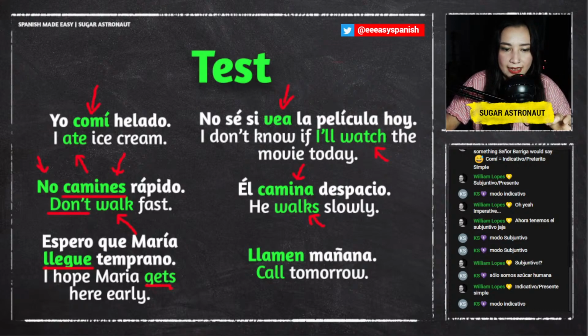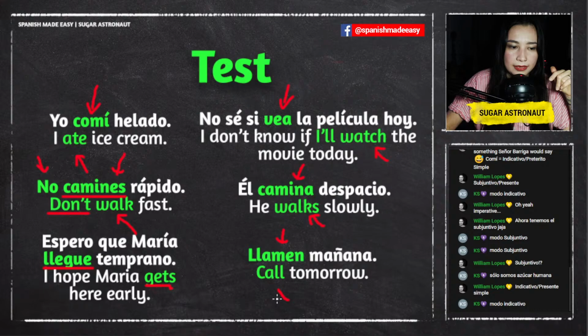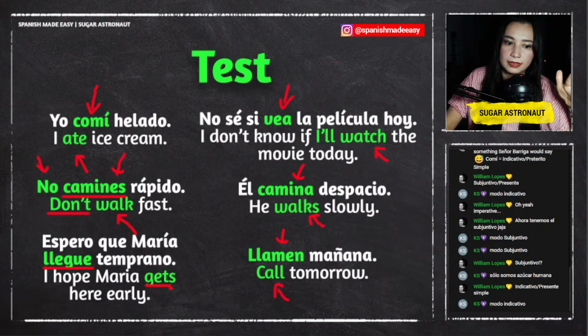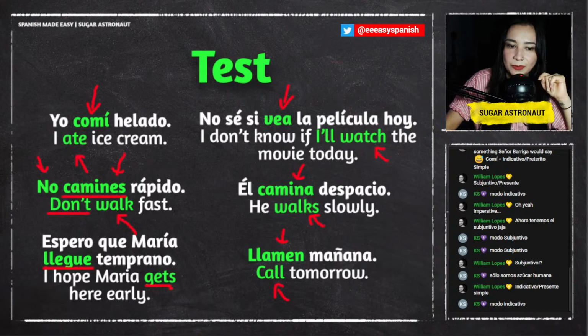llamen mañana. Llamen mañana. This means call tomorrow. Call tomorrow, not today, not in 2 days, but tomorrow. And we can see the verb here, llamen, and this is call. That's the meaning of llamen, call. Llamen mañana, call tomorrow. Is this a fact or an event? Is this the unknown, a desire? Or is this a command?